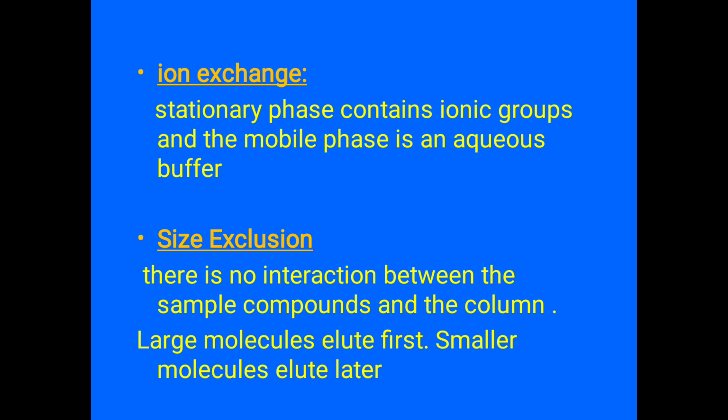Ion exchange: stationary phase contains ion groups and the mobile phase is an aqueous buffer. The other is size exclusion. There is no interaction between the sample compound and the column. Large molecules elute first, smaller molecules elute later.